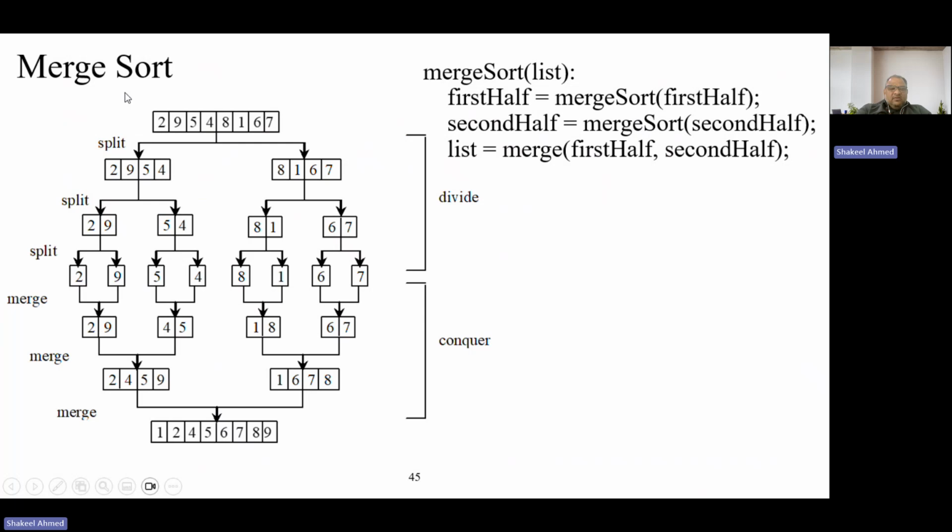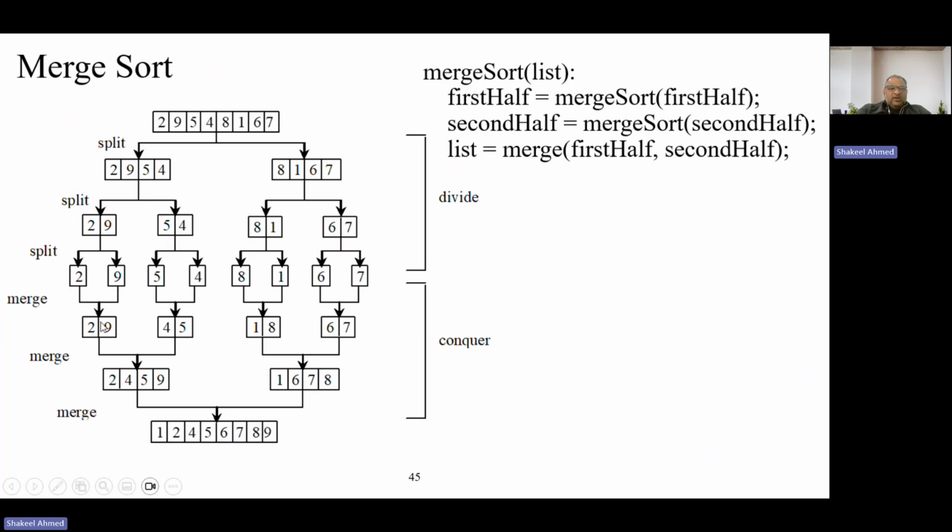So here in merge sort, what will happen is it will divide the list into half and then split into two different lists, and the ordering will be done on the first part and the second part. So you can see here, same like the previous one, you divide it: 2, 9, 5, 4. So you split again: 2, 9 and 5, 4.